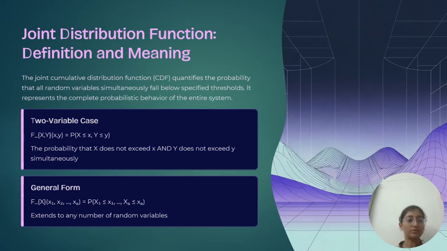Two variable case: F of X, Y, small x, small y equals P of X less than or equal to small x, Y less than or equal to small y. The probability that X does not exceed x and Y does not exceed y simultaneously. General form is F_X of x1, x2, and so on, xn equals P of X1 less than or equal to x1, and so on, Xn less than or equal to xn. Extends to any number of random variables.